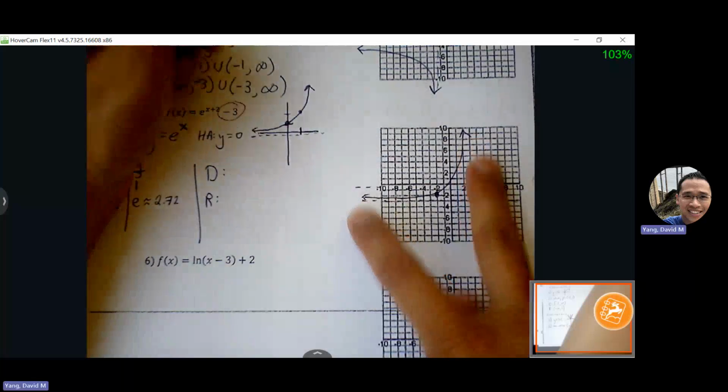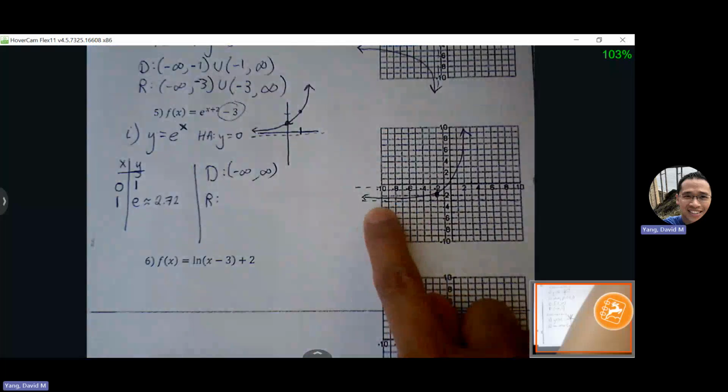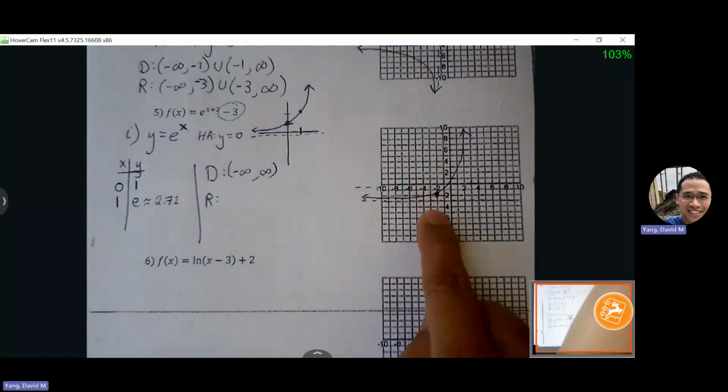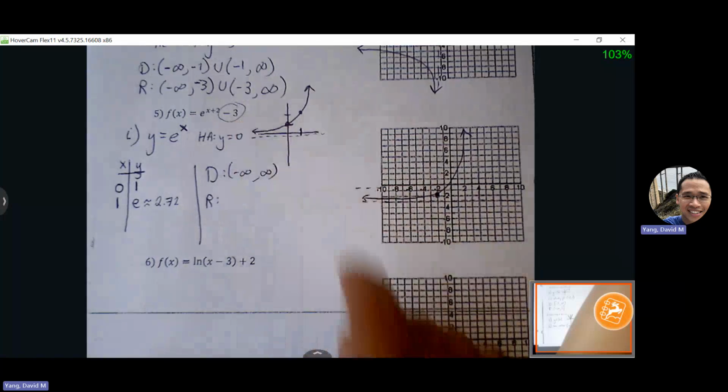Domain, all real numbers. Range, the graph is never going to sit below the asymptote. So everything is above the asymptote, so from -3 to infinity.